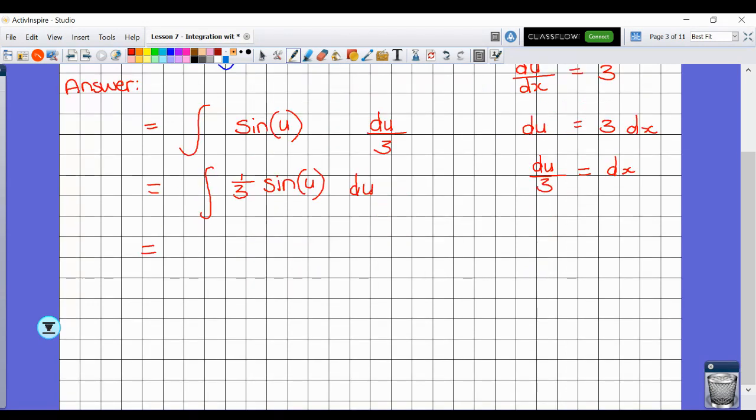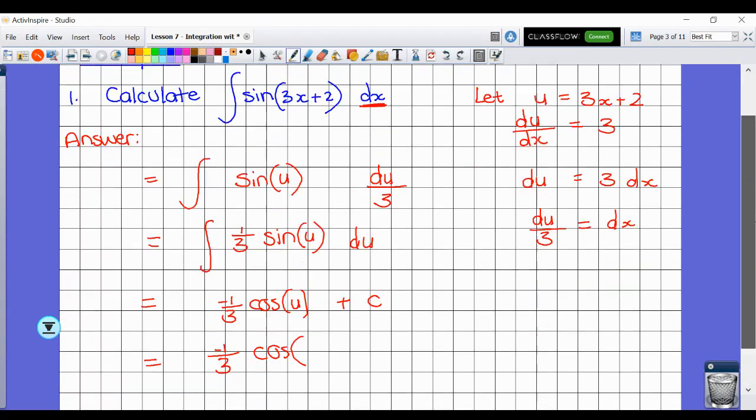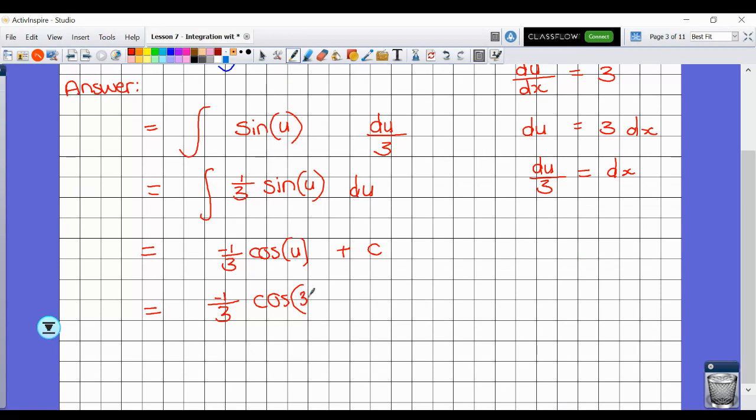If we integrate this, sine goes to negative cos, so it's negative a third cos u plus c. Then we divide by the derivative of the bracket, which is 1 in this case, so it doesn't change the integral. Remember, because we started off in terms of x, I want to finish in terms of x. So it's negative a third cos, and u was 3x plus 2, close bracket, plus c. That's how you do the first question.